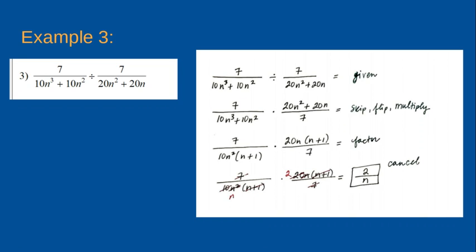Then, just like we did in example 2 and in example 1, factor out a greatest common factor. I'm going to give you a minute to think about that. Does that make sense? Factor out a greatest common factor from 20n squared and 20n, 10n cubed and 10n squared. All right, I factored everything and now I can cancel.